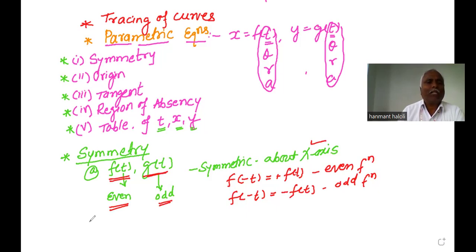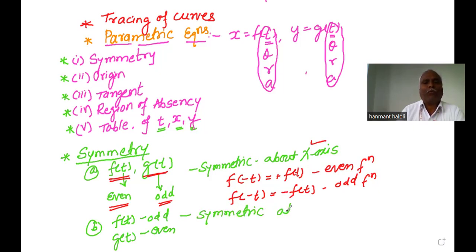Now, second condition. Check in the reverse order. If f of t is odd and g of t is an even function, then the curve is symmetric about y-axis.